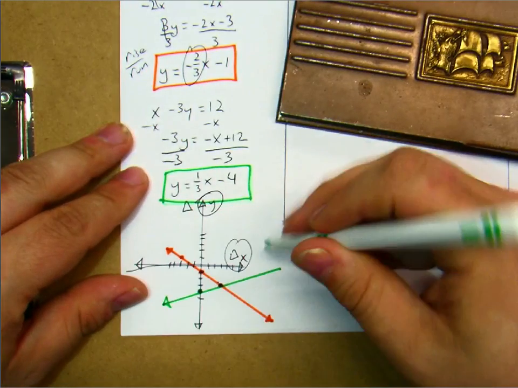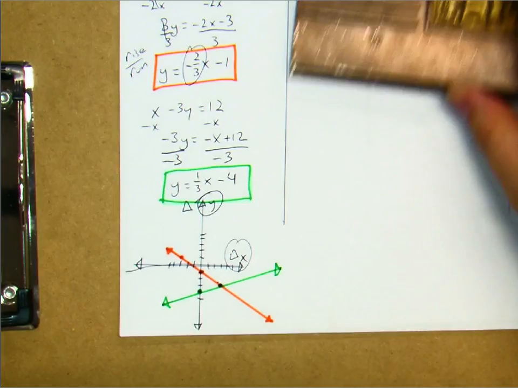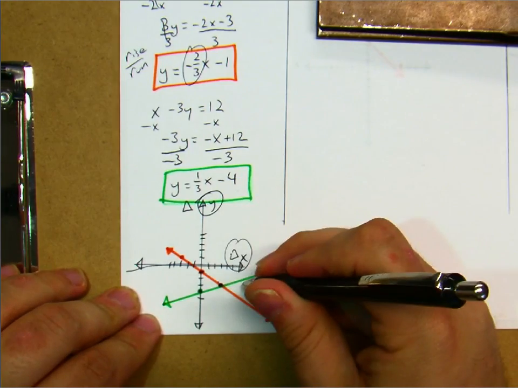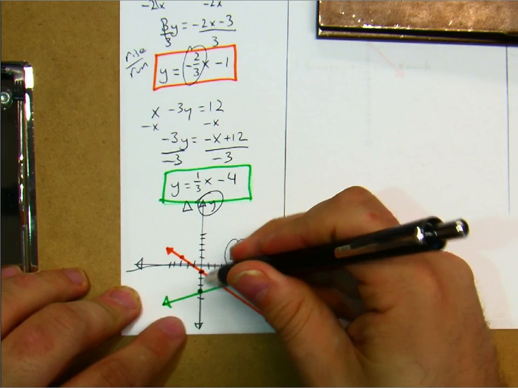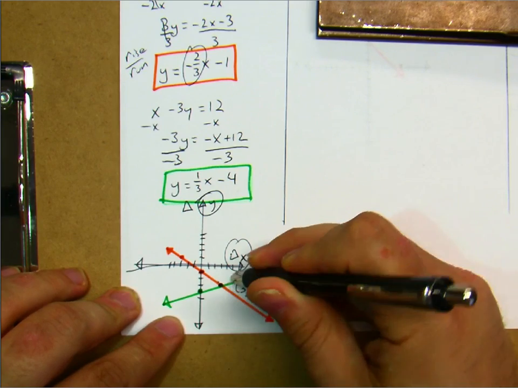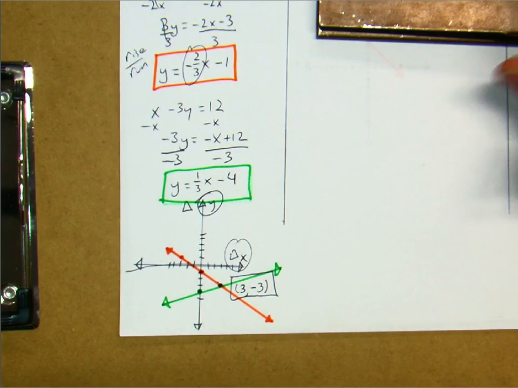We found our crossing point, where x is 3 and y is -3. Write it as a point and put a box around it so I know that that's the answer.